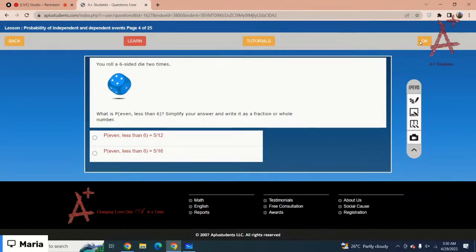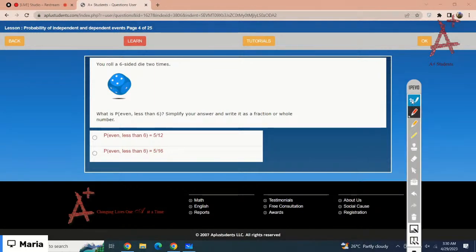So whenever you have a spinner and die, they are independent events. So that would be independent. Okay, probability of even. On the die you have the numbers 1, 2, 3, 4, 5, and 6. Got it? So three of the numbers are even, it would be 3 over 6. And probability of getting the numbers less than 6. So how many numbers do we have that are less than 6? They are 5 out of 6.